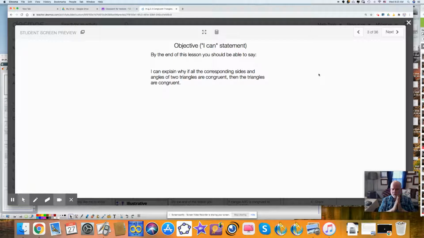Previously, we've talked about if two triangles are congruent, then all of the corresponding parts of the two figures are congruent, CPCTC or CPCFC. Today we're going to take the converse of that and say, if all the corresponding parts are congruent, then the two triangles are congruent.